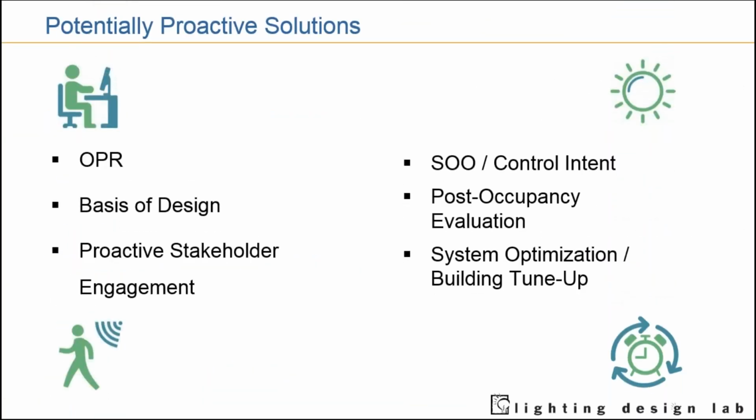We also want to present a couple of potentially proactive solutions, such as your owner's project requirements, having a solid basis of design, ensuring that you're talking to the right people, the user groups, recommenders, influencers, having a very clear sequence of operations or control intent for your spaces, ensuring that you prioritize post-occupancy evaluations, and obviously your system optimizations. So we'll be looking at how we can proactively think about these things, rather than be tripped up when the issues come on.